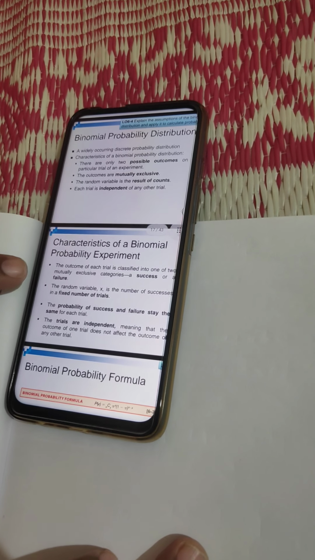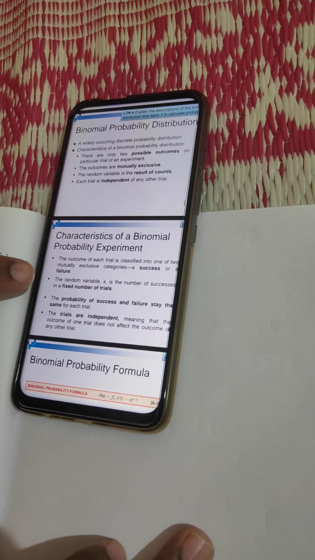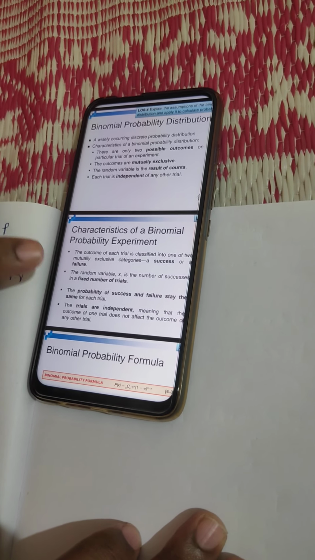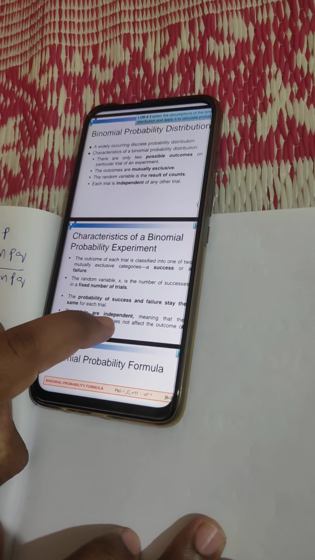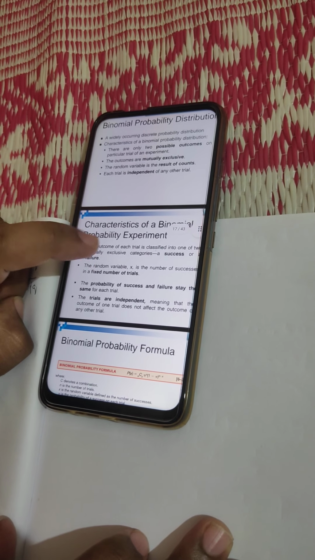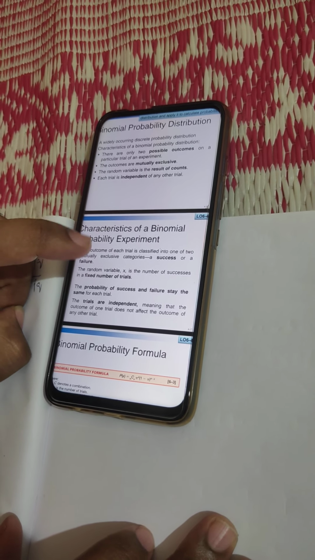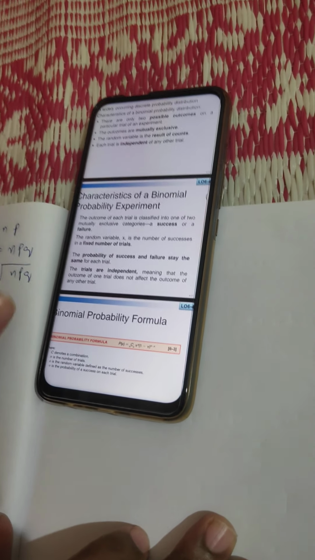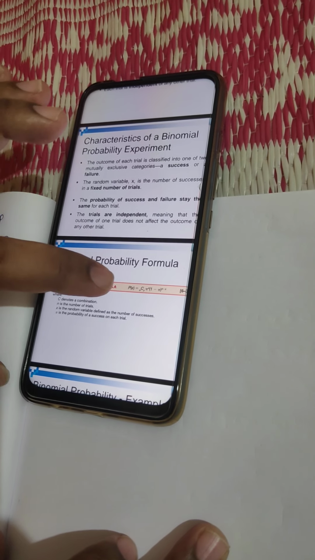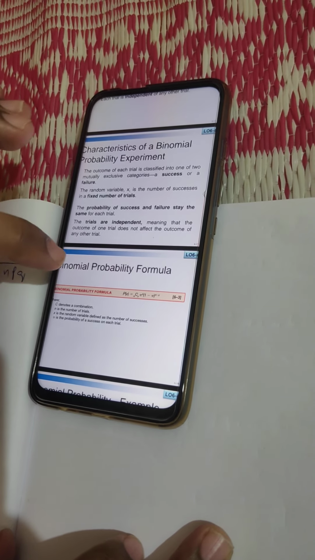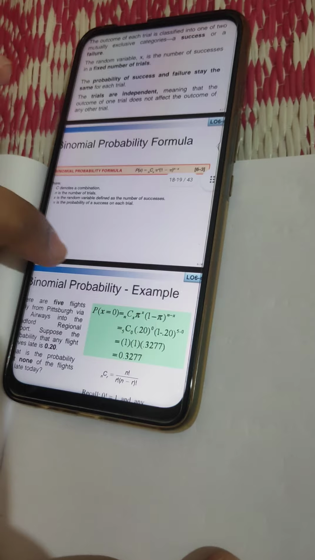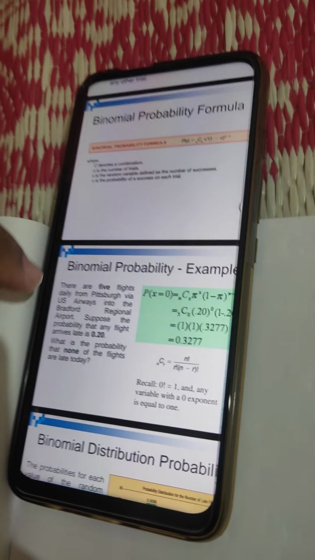As I said, the outcome of each trial is classified into two mutually exclusive categories. If I get success, the other one will be only failure, only two events. And the random variable x is the number of successes in a fixed number of trials. The probability of success and failure stays the same for each trial. The trials are independent. These are assumptions. As I said, the binomial distribution formula is nCx p power x q power n minus x. Here C denotes a combination, and n is the number of trials. So this is the binomial probability distribution.